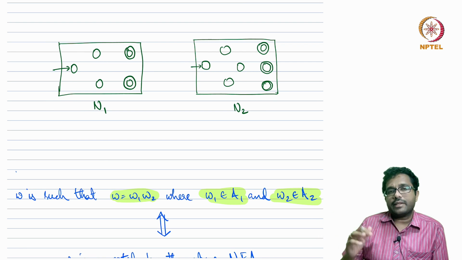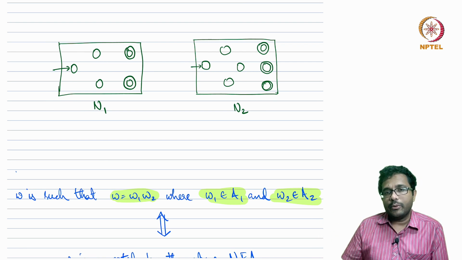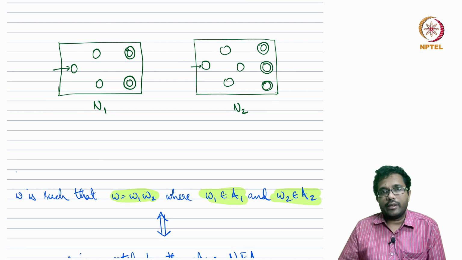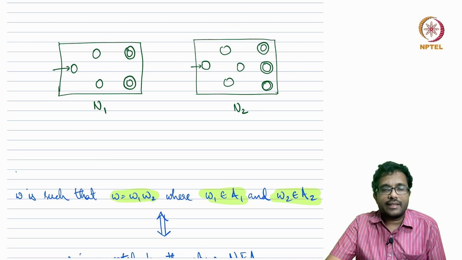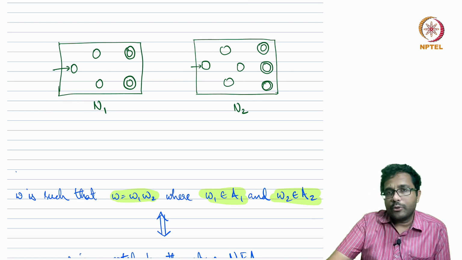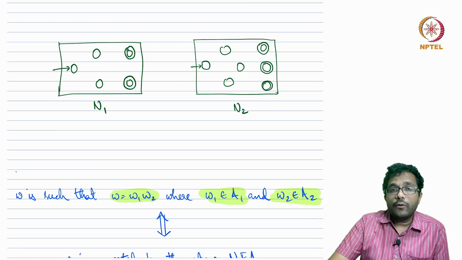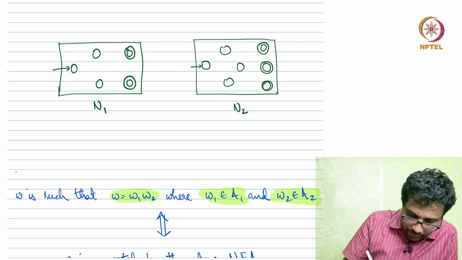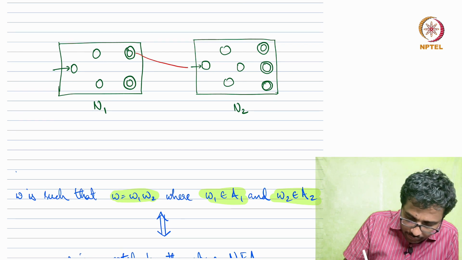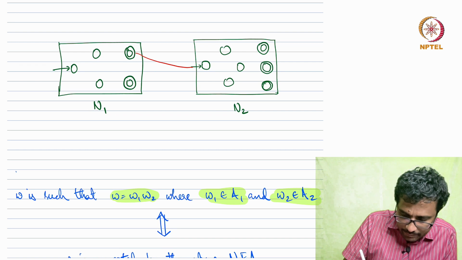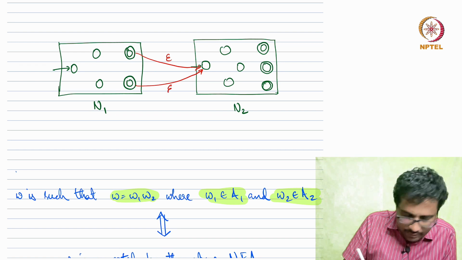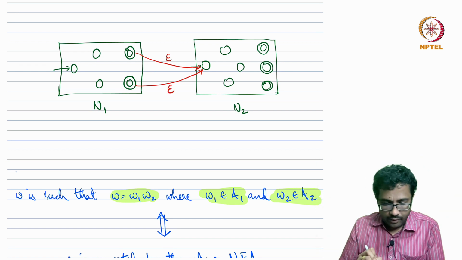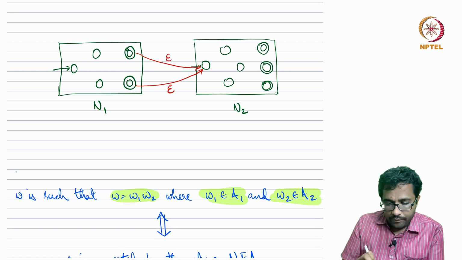Okay, so if we want to see if the string can be split into W1, W2, where W1 is a string in A1, which means W1 ends in an accepting state of N1, and then W2 starts, meaning there should be a way to go from the accept states of N1 to the start state of N2. So what we will do is have epsilon transitions from the accept states of N1 to the start state of N2.